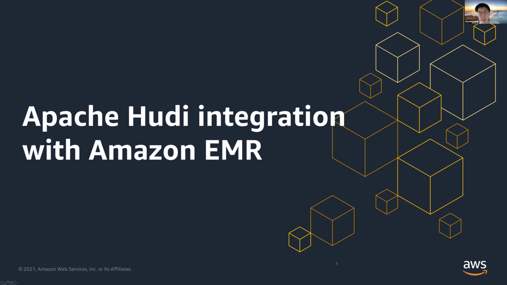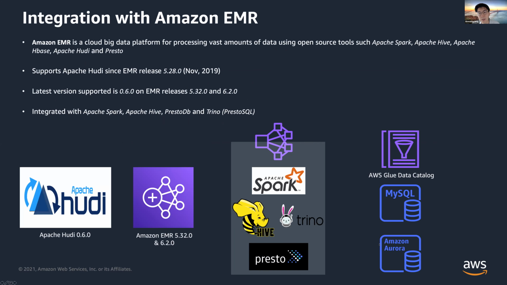Let's see how Hudi is integrated with EMR. As most of you might know, Amazon EMR is a cloud-based big data platform offering most popular open source software such as Spark, Hive, HBase, Flink, and Presto. We added official support for Hudi since November 2019 with EMR release 5.28. Now, with our latest release, you have Hudi 0.6 available. Hudi in EMR integrates with Spark, Hive, Presto, and Trino. To manage metadata for Hudi Hive tables, customers can use Glue Catalog or other external databases like Amazon Aurora.